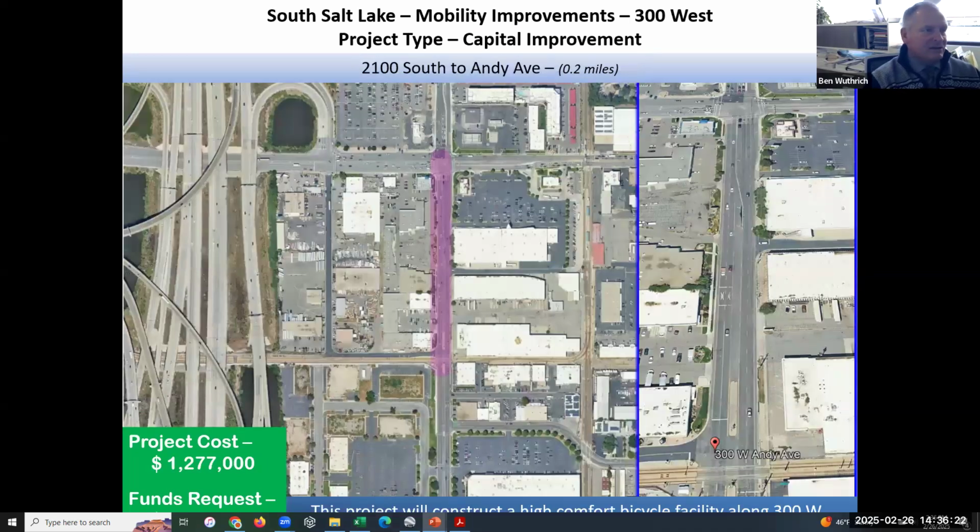The next project is a request from South Salt Lake on mobility improvements along 300 West between 2100 South and Andy Avenue for a high comfort bike facility. Estimated project cost is 1.2 plus million. Funds being requested are 1.1 plus million.